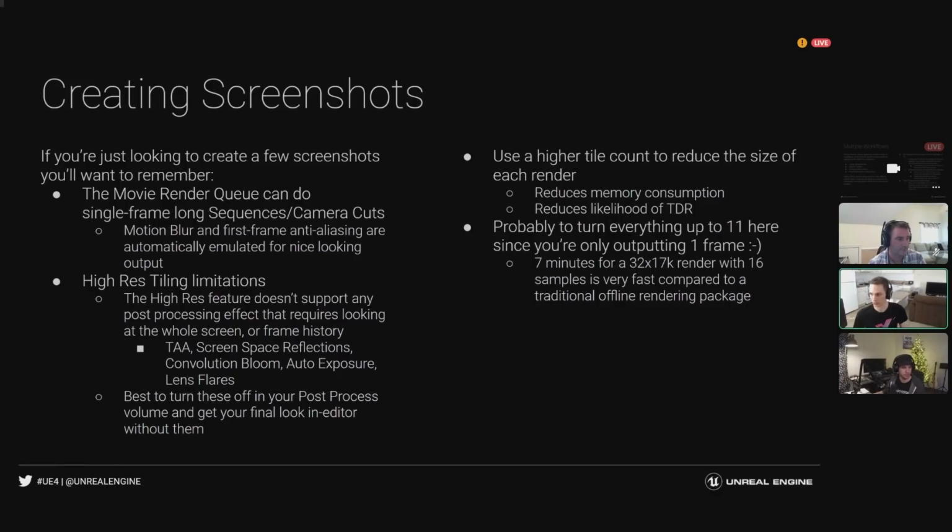With high resolution screenshots, you can use a higher tile count to reduce the size of each render. Reducing the size of each render is going to reduce the memory consumption, and it's going to reduce the likelihood of DDR. One thing to keep in mind is that the default behavior in the editor for resizing viewports is that once you size a viewport up, it does not by default resize it down. That's to avoid hitching, especially if you're resizing that main viewport all the time. Instead of reallocating all the memory, we only allocate it when you get bigger.